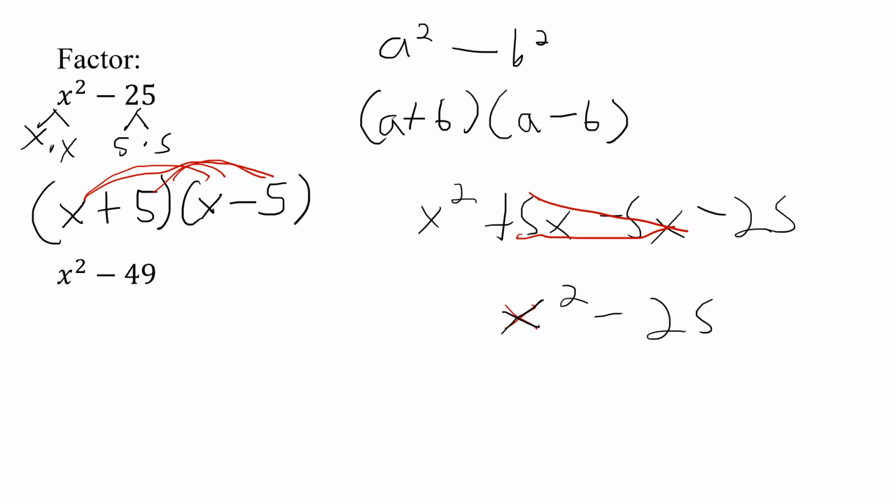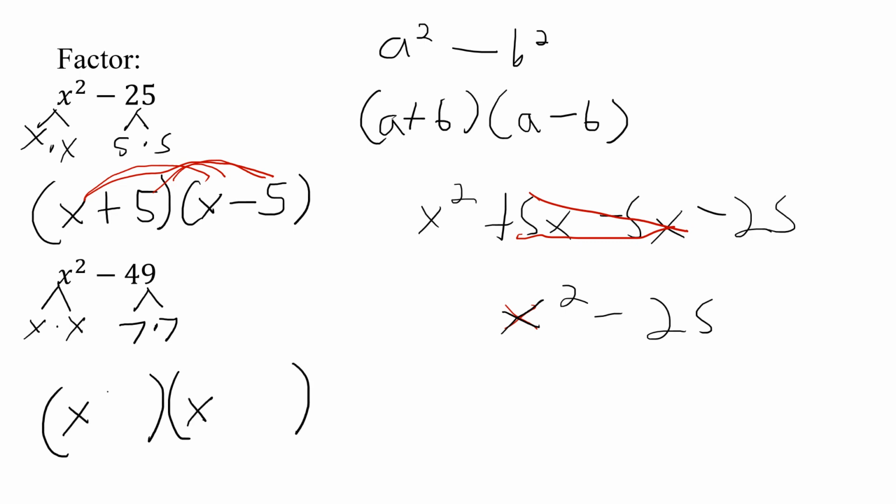Let's do it again with this one. All right, so x squared, what's the square root of x squared? Well, that's just going to be x, because x times x is x squared. What about 49? Two of the same number multiplied together give you 49. And if you don't know it off the top of your head, you can check it in your calculator. Do square root of 49. What you wind up getting is 7. So 7 times 7 is 49. And we're just going to set it up the way we did last time. Two sets of parentheses, x, x, plus 7, minus 7. And that's it.